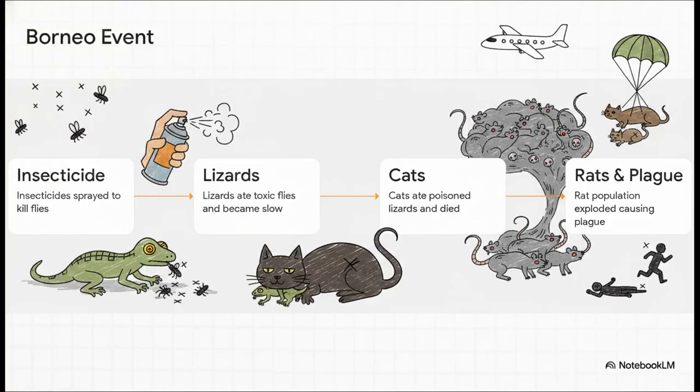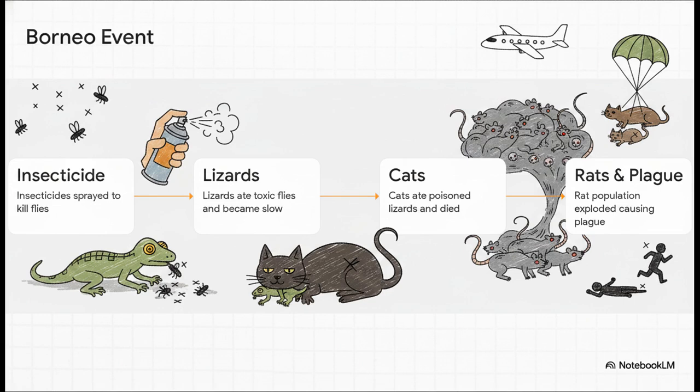Okay, we've gone from microscopic cells up to families and into communities. Now, let's zoom all the way out to the broader natural environment we all share. And I want to do that by looking at this wild, true historical event known as the Borneo domino effect. So, once upon a time in Borneo, they had a huge problem with too many flies. Humans decided to intervene, so they sprayed a bunch of insecticides. Great, the flies died. Problem solved?